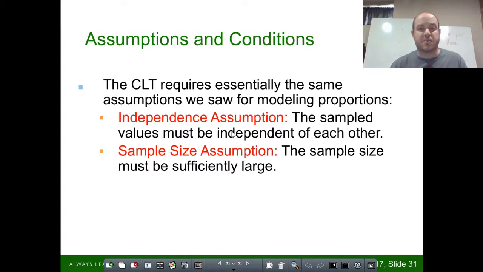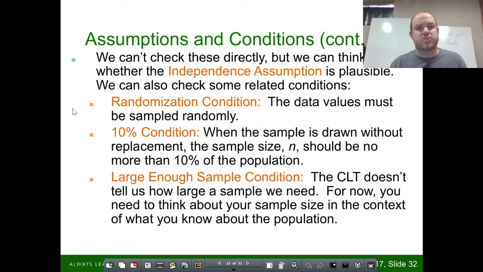Now remember, just like before, assumptions are really hard to prove. So instead, we focus on smaller conditions that help us understand the bigger assumptions. All right. So what are the conditions for quantitative type questions? First off, to get the independence, it needs to be a random sample. So this is the same as before. It's called the randomization condition. The data values must be sampled randomly.